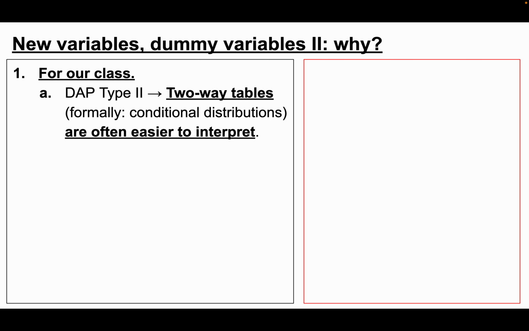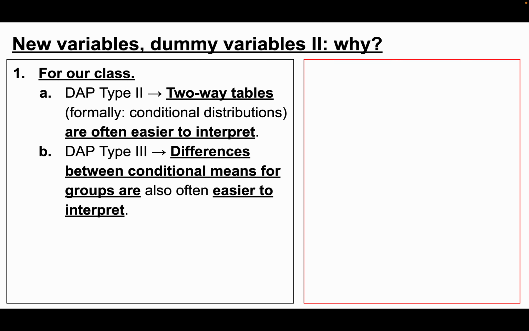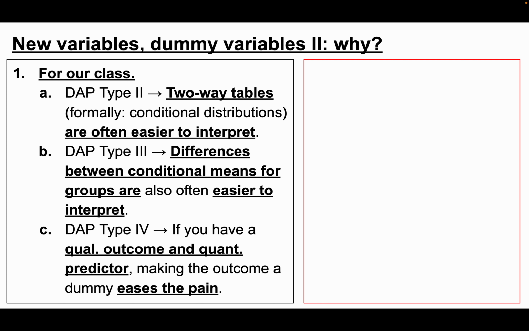So for our class, here are some reasons why we would want to use dummy variables. Two-way tables, or formally conditional distributions, or contingency tables are easier to interpret. Differences between conditional means for groups are also often a lot easier to interpret. It does away with certain problems that we'll get to later. And if you do have the rare case where you've got a qualitative outcome and a quantitative predictor, making the outcome a dummy variable eases the pain. It's still challenging, but it's the difference between doing something called logit and doing something called multinomial logit, or at least those are two common options. And as fiendishly difficult as a logit can be in some cases, it's much easier to do that. So it's best if you can have just a binary outcome.